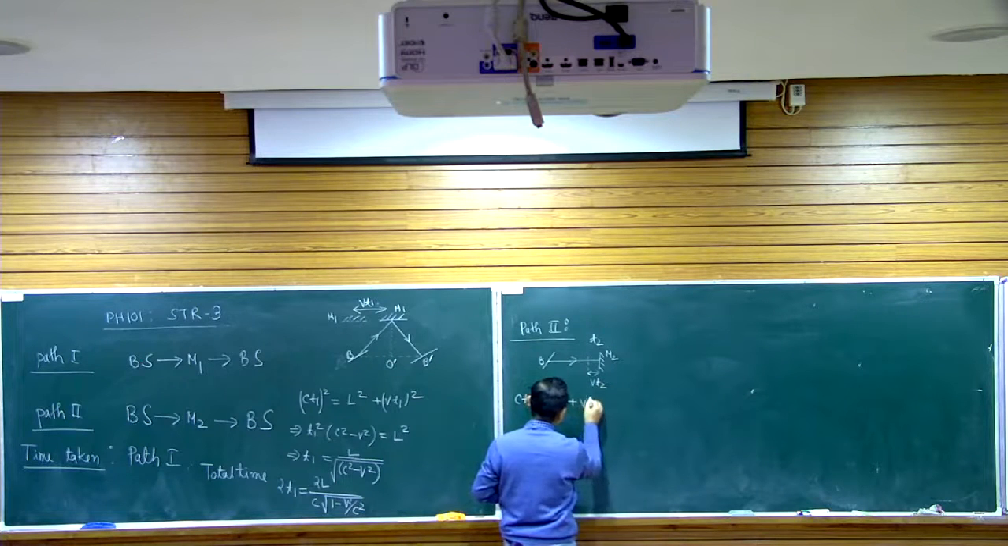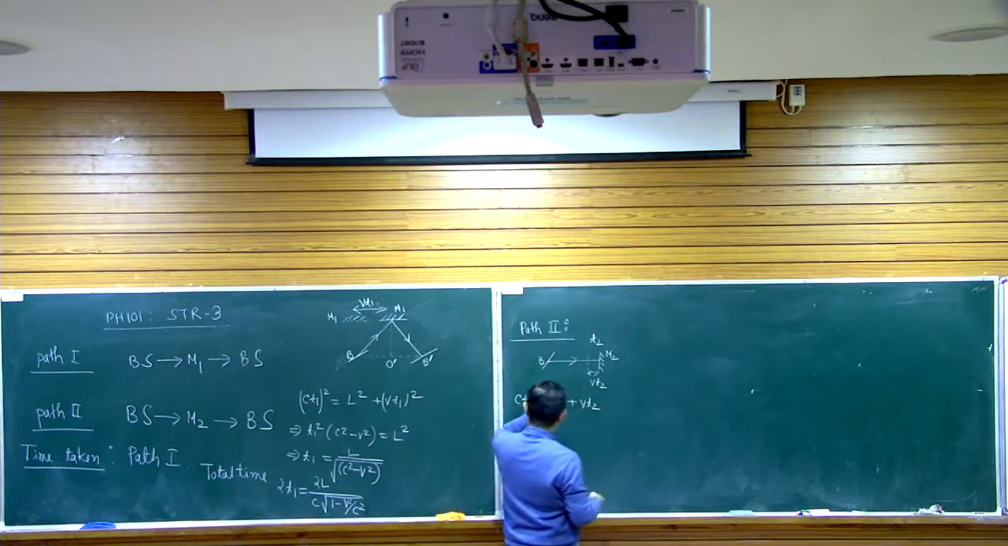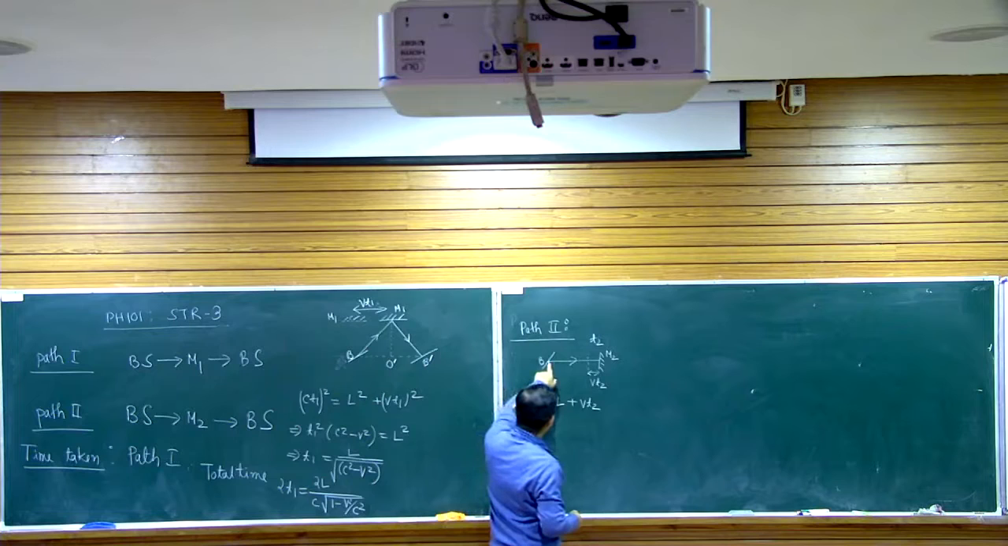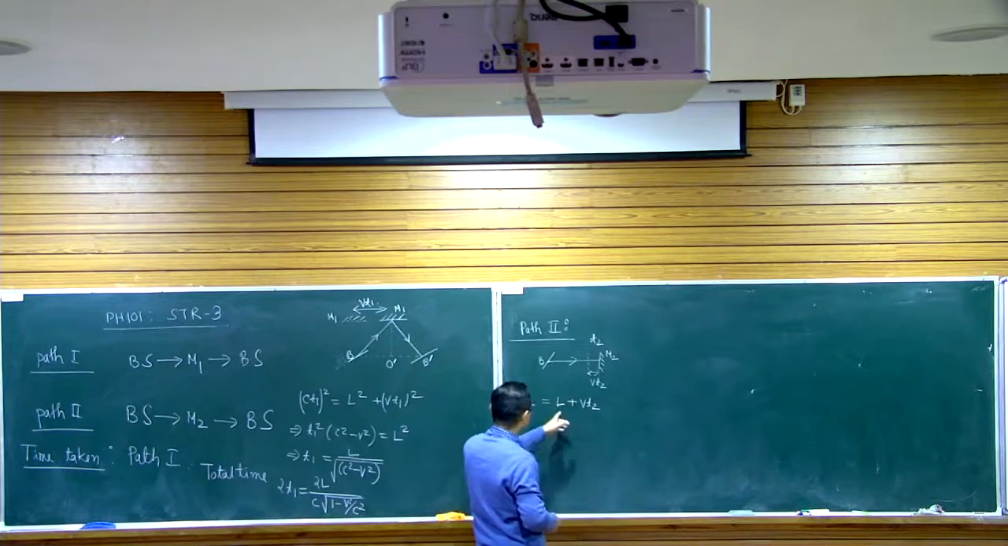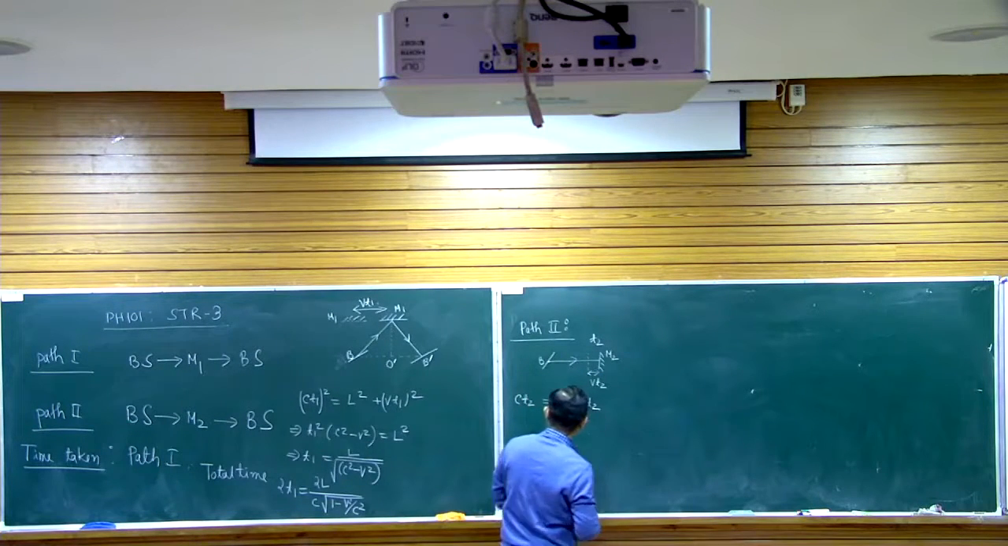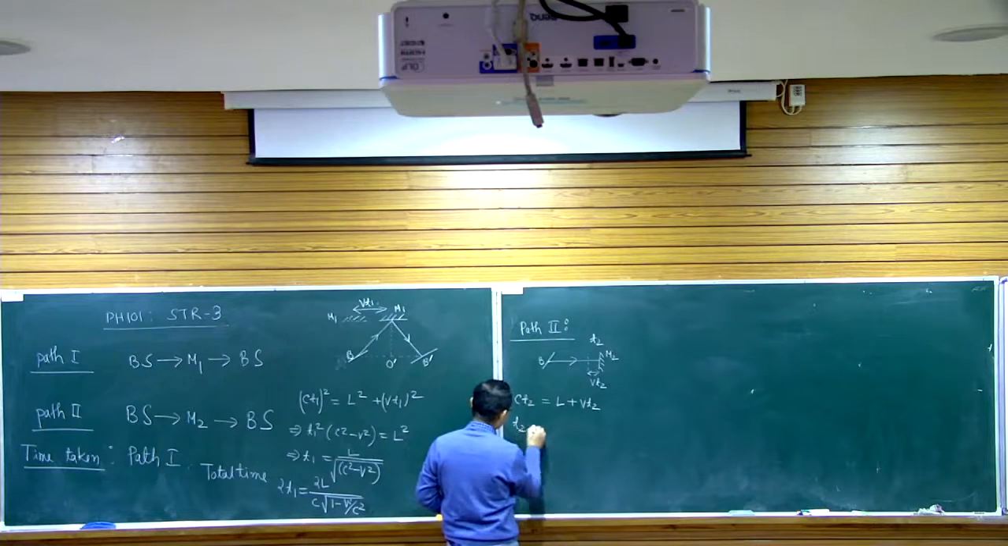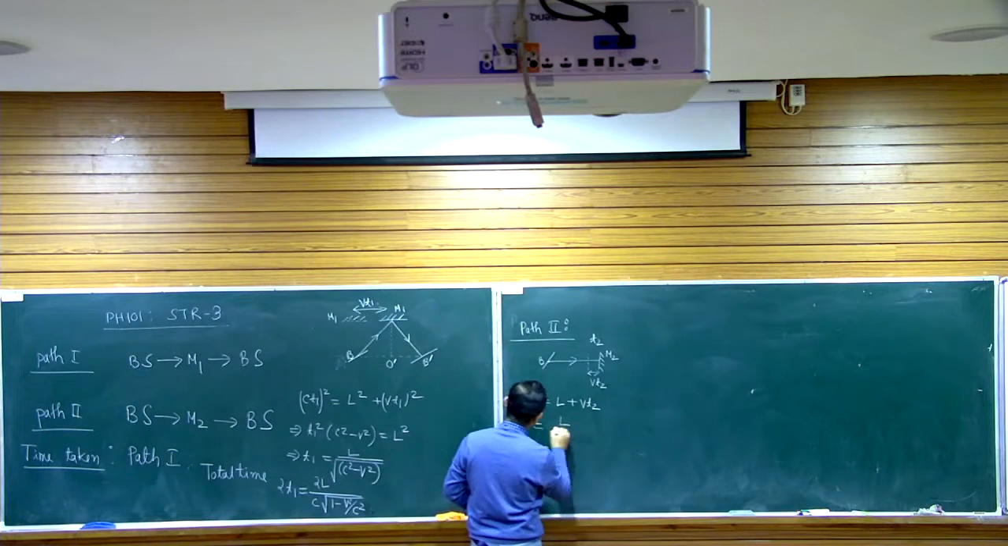So L plus VT2. The meaning is that if the experimental setup were at rest, the distance between B and M2 would have been L. Now this mirror has moved a further distance of V into T2 by the time light reaches the mirror M2. So the right hand side will be L plus V into T2. This gives me T2 equal to L divided by C minus V.